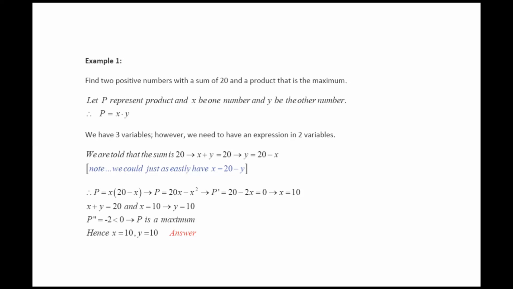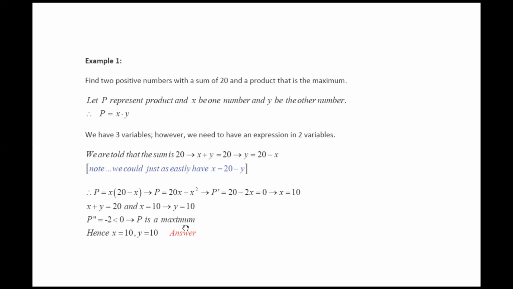Now, since we're told to find the numbers, if X is 10, we go back to our expression X plus Y equals 20, substitute 10 in for X and solve, and we get that Y is 10. So there are two numbers, 10 and 10. Now, to verify that this indeed is a max, we'll find the second derivative, which means take the derivative of this expression, and we get -2. -2 is always less than 0. So by the second derivative test, that tells us that P is a max.